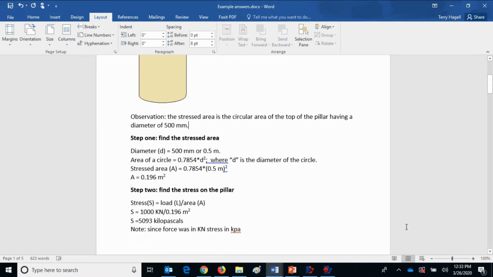Step 2. Find the stress on the pillar. Stress is load divided by area. So stress is 1,000 kilonewtons divided by 0.196 meters squared, and the stress comes out to 5093 kilopascals. Note, since force was in kilonewtons, stress will be in kPa.